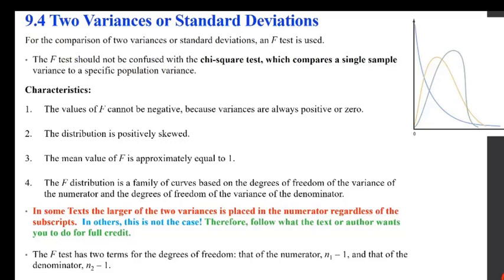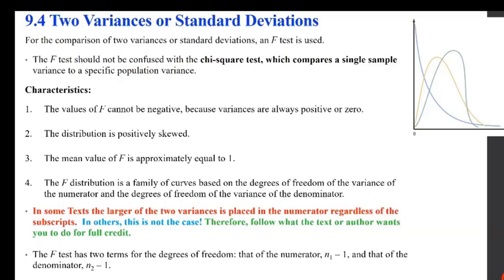Now, this is what I want to emphasize. In some texts, the larger of the two variances is placed in the numerator regardless of the subscripts. In others, this is not the case. Therefore, follow what the text or author wants you to do. I want to elaborate on that because I want to make sure everyone understands. In many texts, because of the limitation of the table, it's a right-tail test, and the larger variance is chosen to be the first group, so it's S1. But it may not be the case in others.